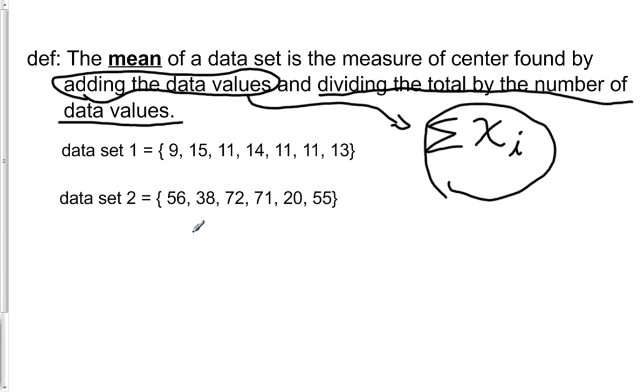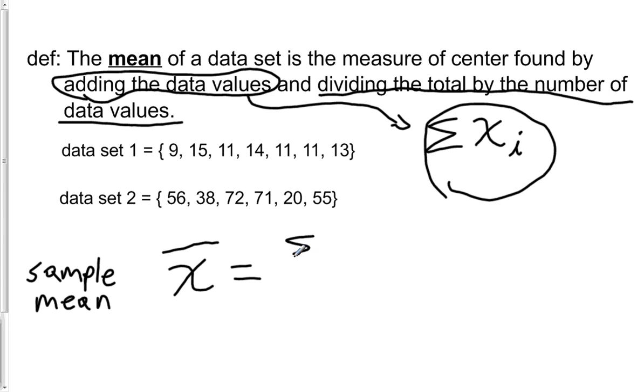Let's talk about the difference here. If we divide by lowercase n, then the value that we get is the sample mean. So x bar represents the sample mean. The sample mean is found by adding up all the data values, adding up the xi, and then dividing by lowercase n. When you divide by lowercase n, you're dividing by a sample size. So that's the sample mean.